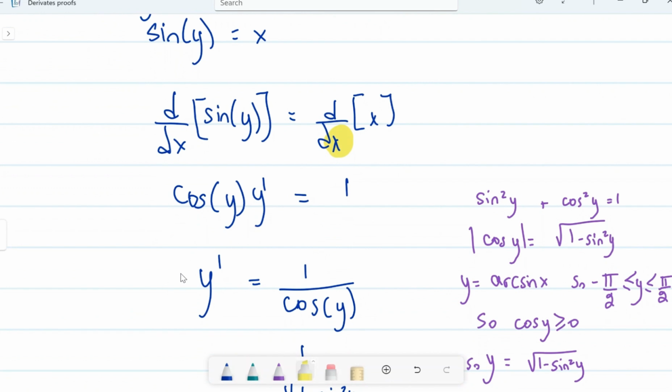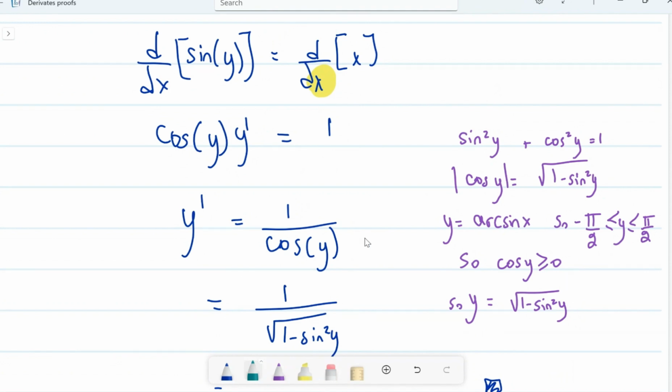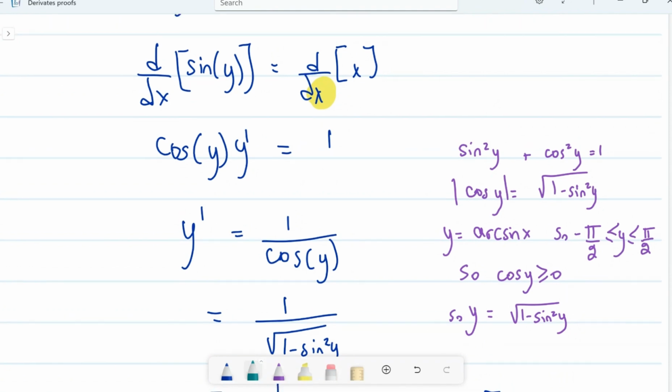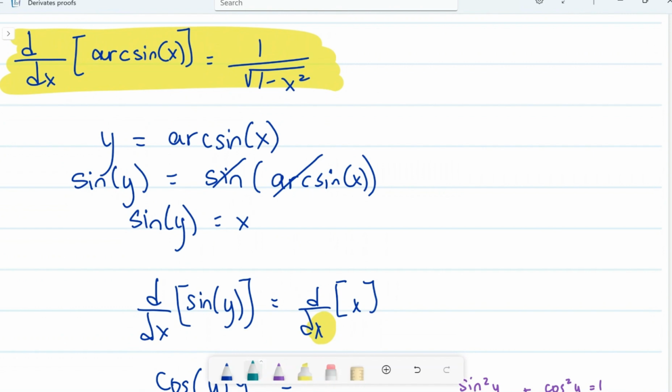And then, if we would like to solve for y prime, because this is what we do in implicit differentiation, let's solve for y prime. We get 1 divided by cos of y. Now, we would like to rewrite cos of y in terms of sine, because up above we have x equals sine of y, so we want something that has sine of y, because whenever we see sine of y, we can replace sine of y with an x.